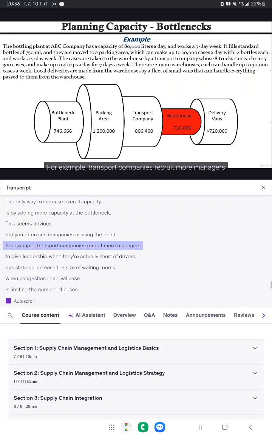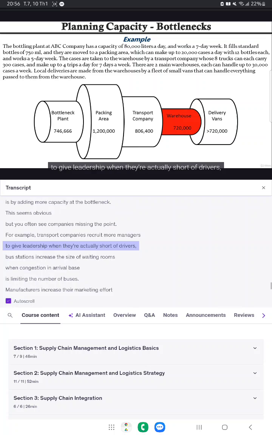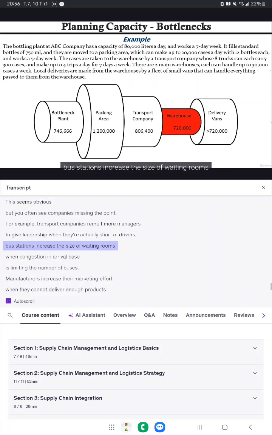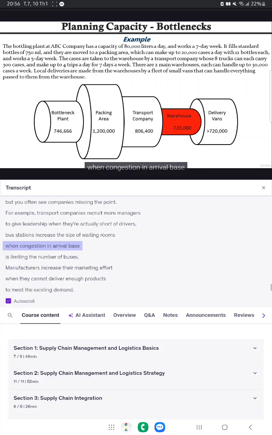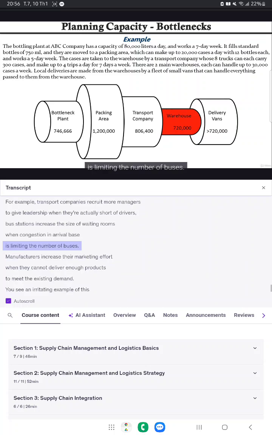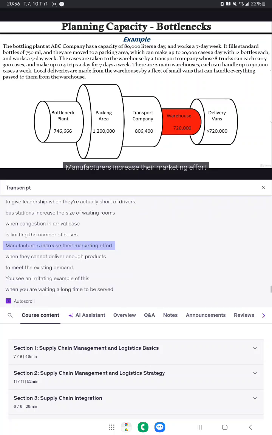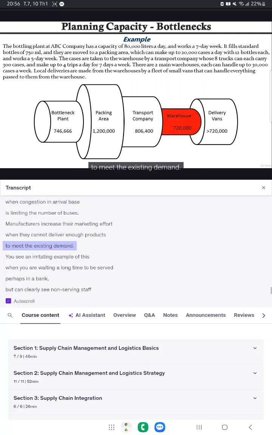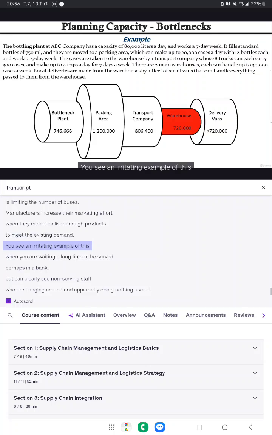For example, transport companies recruit more managers to give leadership when they are actually short of drivers. Bus stations increase the size of waiting rooms when congestion in arrival bays is limiting the number of buses. Manufacturers increase their marketing effort when they cannot deliver enough products to meet existing demand. You see an irritating example of this when you are waiting a long time to be served, perhaps in a bank, but can clearly see non-serving staff who are hanging around and apparently doing nothing useful.